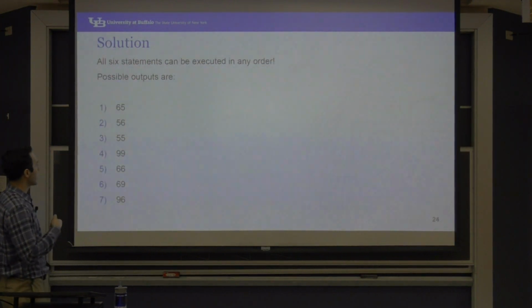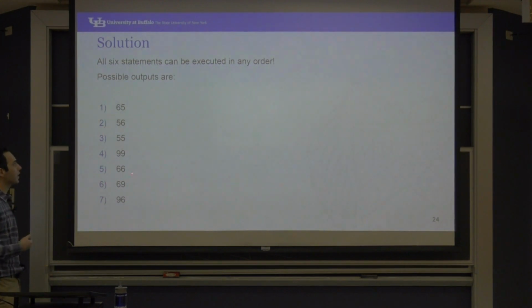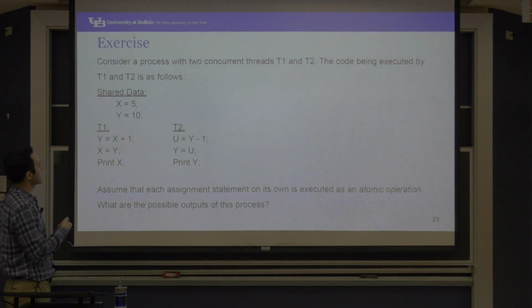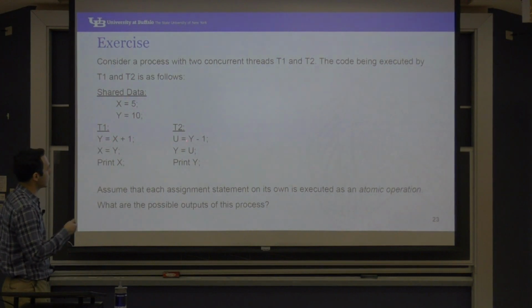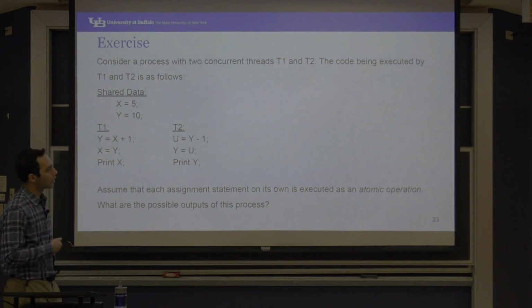Actually, we can have all these different values. We can have 6, 5, we can have 5, 6, we can have 5, 5, 9, 9, 6, 6, 6, 9, 9, 6. All of these can happen, right? You can go back and try different ways, like this one, and then this one, and then this one, and then this one.